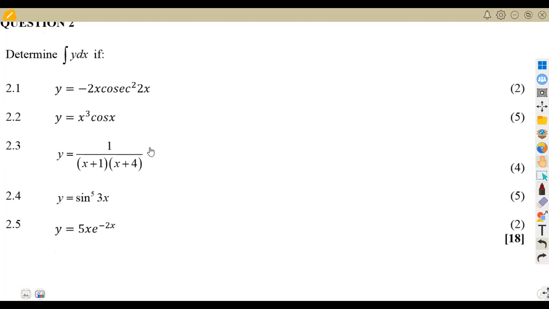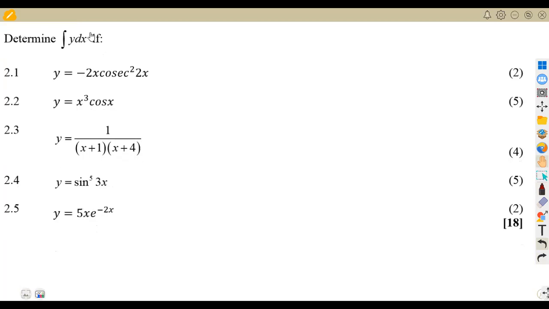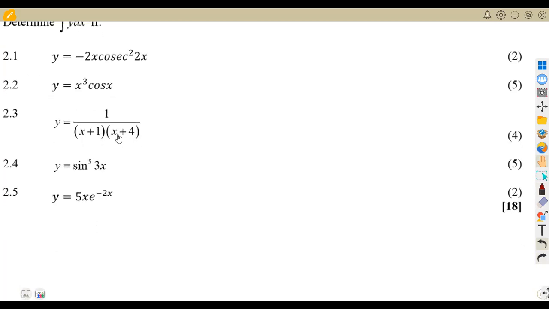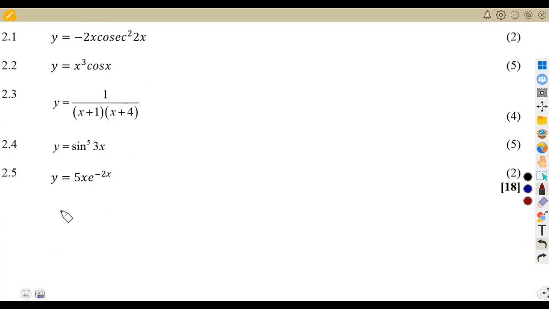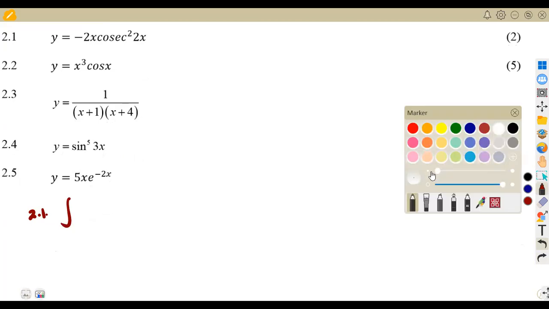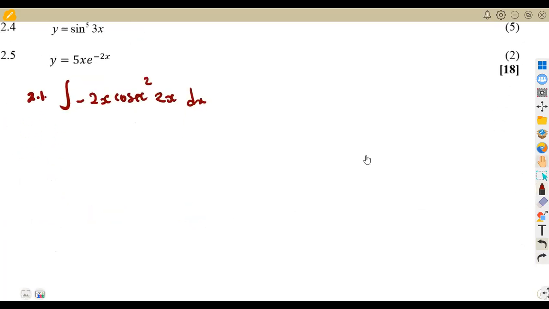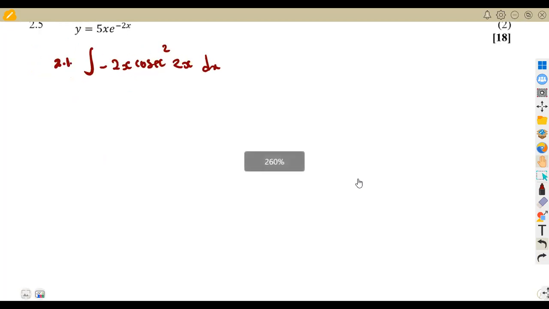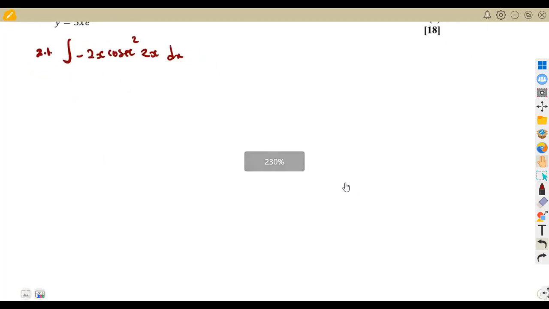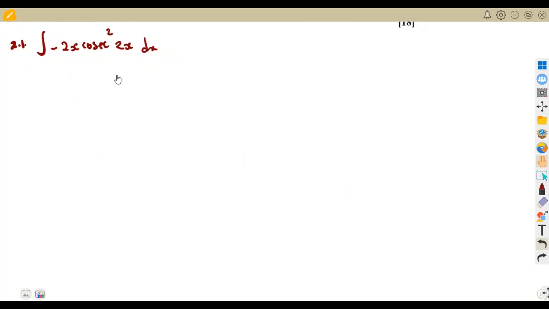So this is question 2. Determine the integral of y with respect to x if we are given 2.1. So this is what we are given to integrate: the integral of -2x cos x squared 2x, with respect to x. This is what we are asked to integrate. Let me just try to reduce a little bit, guys. It's too much. Okay, so how can we integrate this?